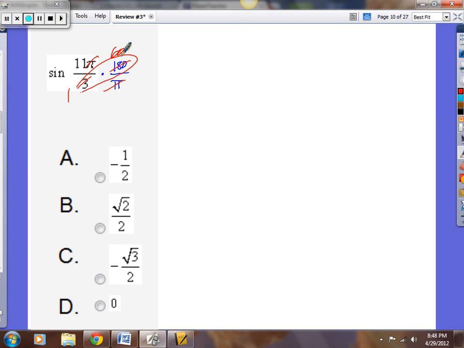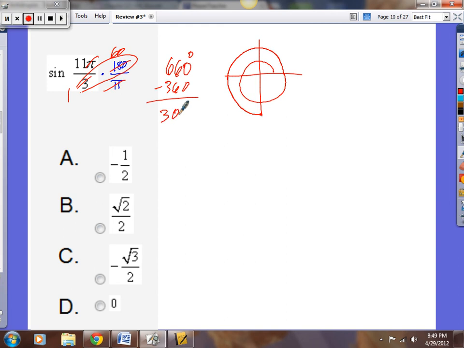So 60 times 11, is that 660? So we have 660 degrees. Okay, now 660, I know that's a full circle. That's 360. Well, let's see. That's 360 plus 270. So what I'm going to do, I'm just going to get on the calculator. I'm going to do 660 minus a full circle, minus 360, enter, is 300 degrees left over. So if I minus 360, I have 300 degrees left over.